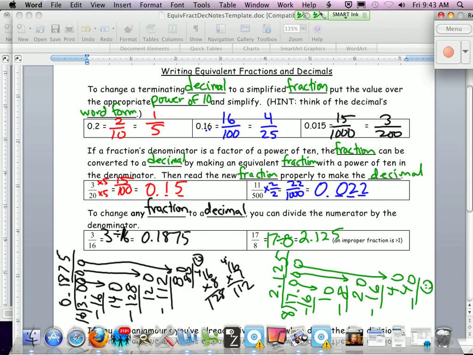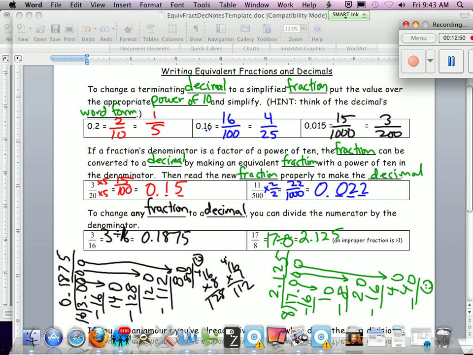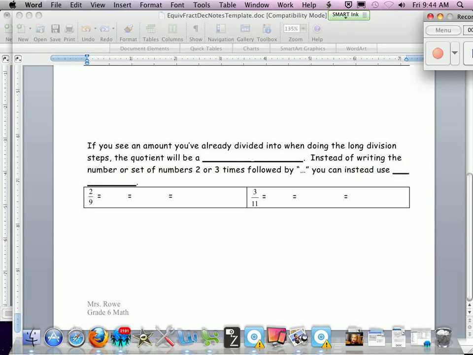Okay. Did everybody finish filling in those examples? Because now we're going to add one more level of complexity you might encounter. When you're doing long division steps, the quotient's going to be a repeating decimal.